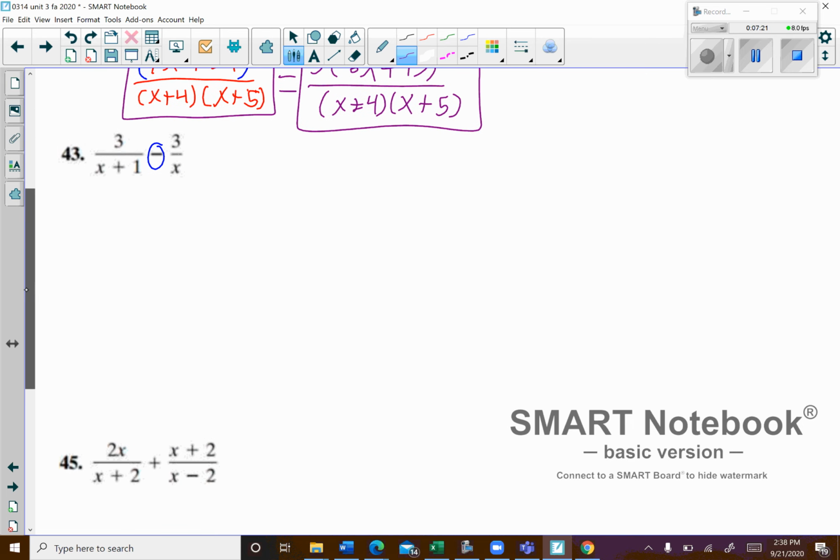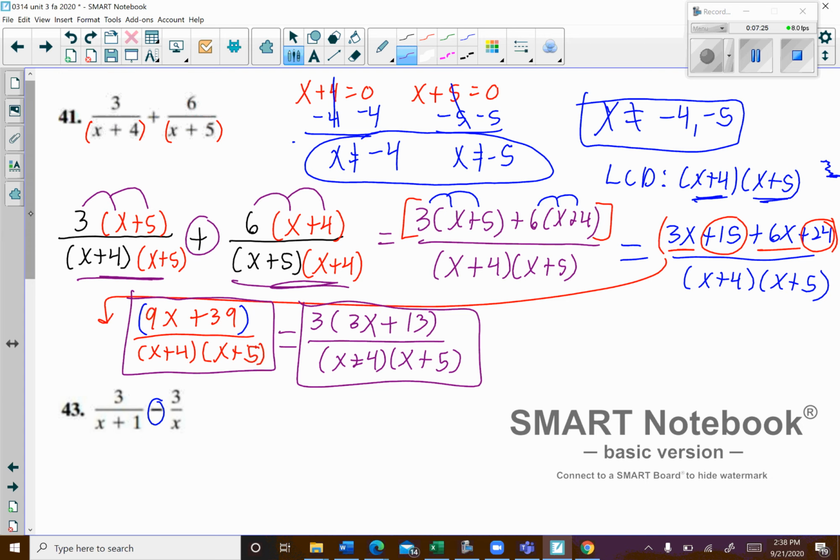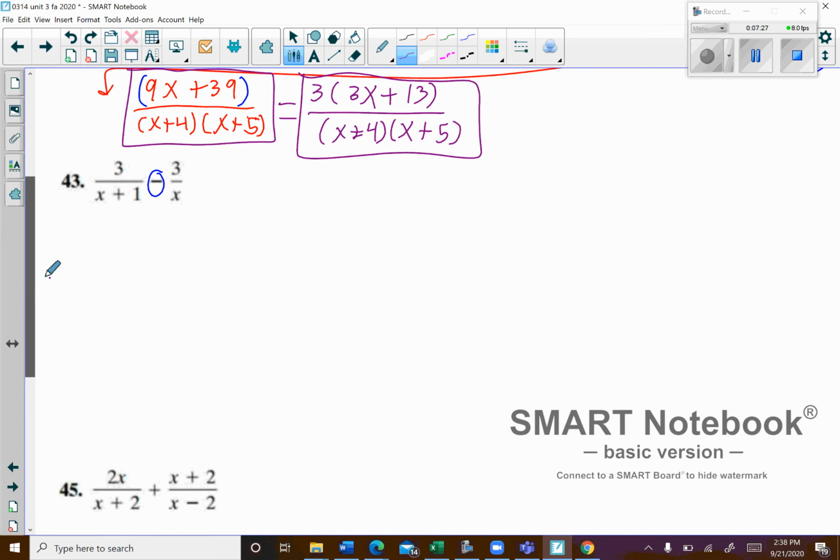All right, let's look at 43. Okay, so this one's kind of interesting. I'm subtracting, which will make things a little different. I have an x plus 1 right here, and then I just have an x there. And you're like, oh, this one's just missing a plus 1, I'll just add 1 to the top and bottom. But that won't actually work. We can't do that. That would actually change the value of the fraction. You can't just add stuff to it.